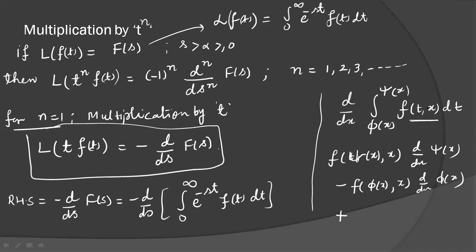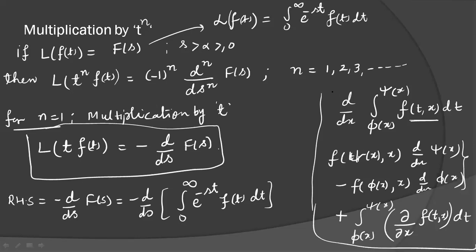Up to now I have studied only the case where it depends on t only. That's why I told you that method. But if it is a function of both the variables, then for the integral from phi(x) to psi(x), we have one more term: the partial derivative with respect to x of f(t, x), into dt. Here you can see that inside we have both the variables s and t. So you have to use this Leibniz method for differentiating it.